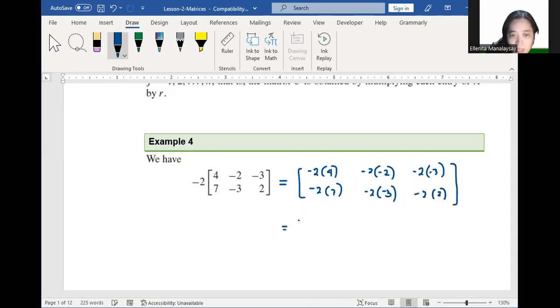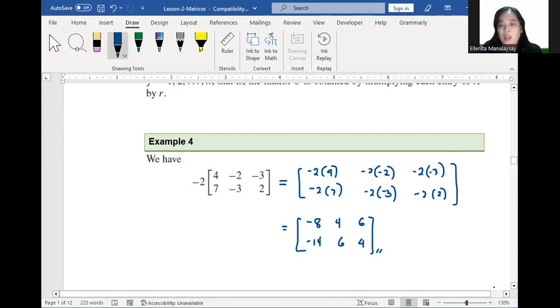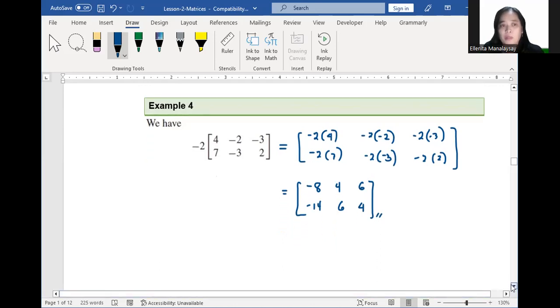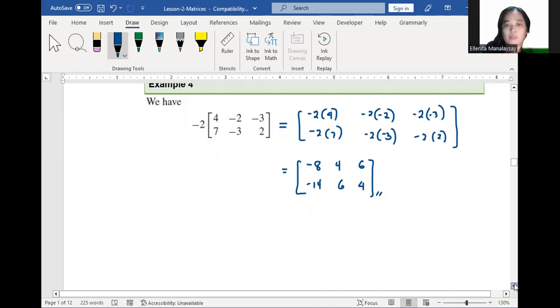So, the matrix that we will obtain contains negative 8, then positive 4, positive 6, negative 14, negative 2 times negative 3, that's positive 6, and negative 2 times 2 is positive 4. So it is as if we're just distributing that constant factor. But that is the scalar multiple of this matrix.